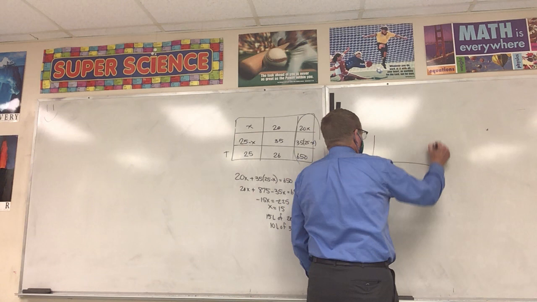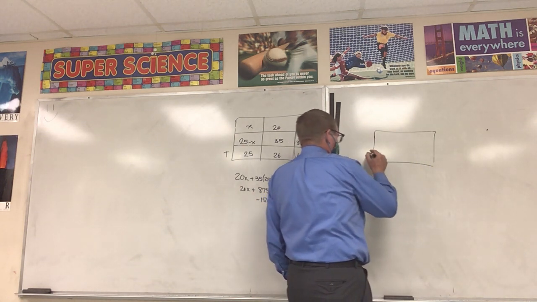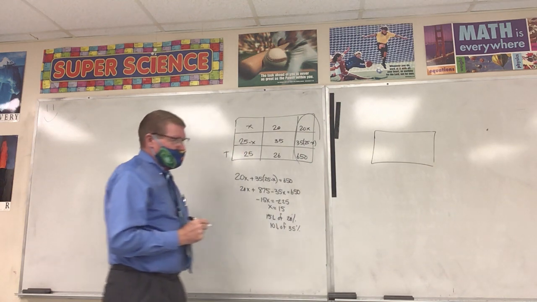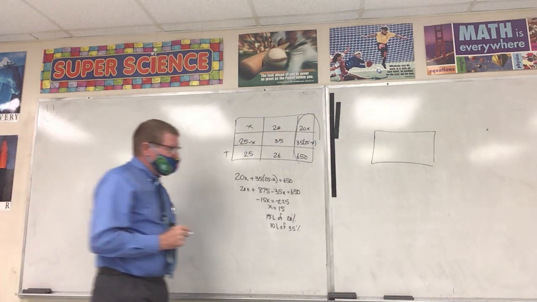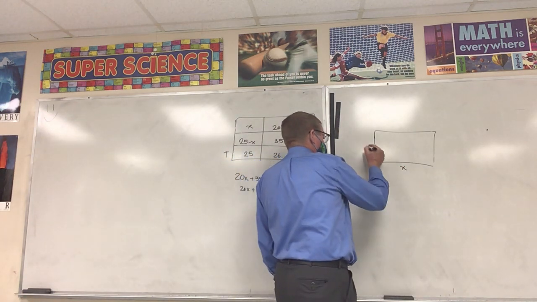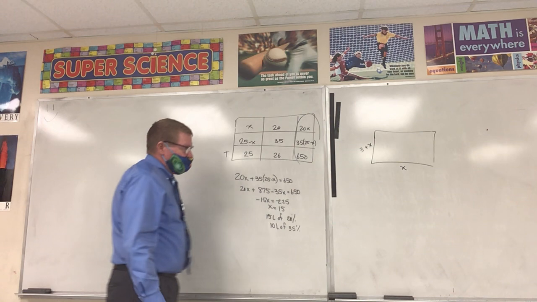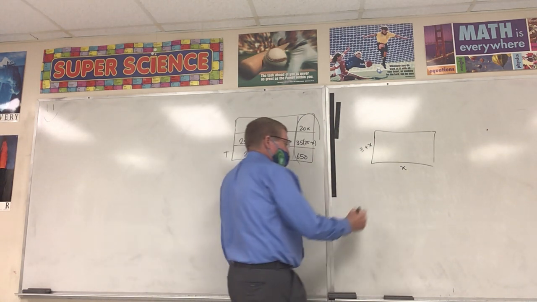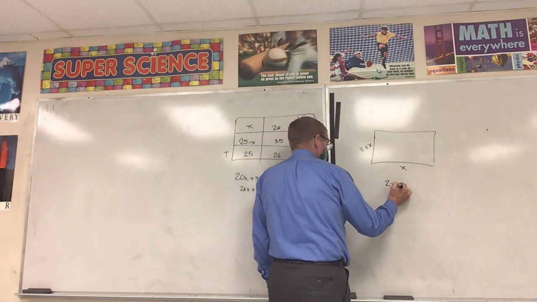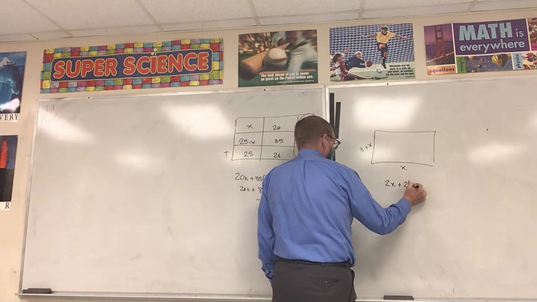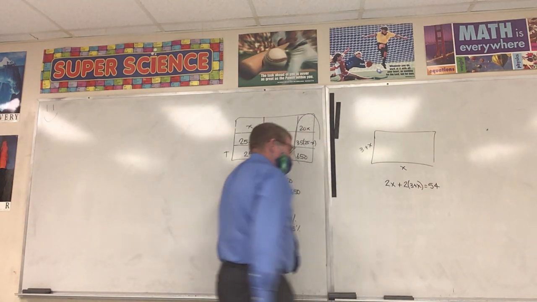Alright, here's the four walls. What do they tell us about the width and the length? Width is x, and length is 3 plus x. What do they tell me about the perimeter? It equals 54. How do we find perimeter? Length plus width plus length plus width, or 2L plus 2W. Correct.